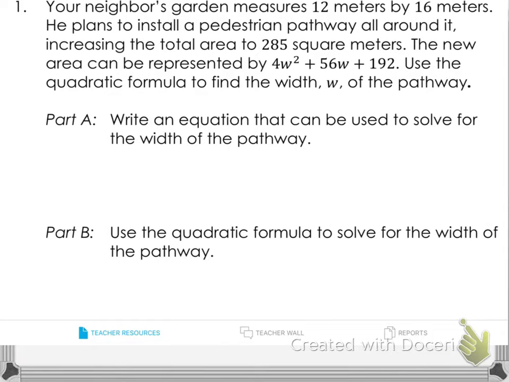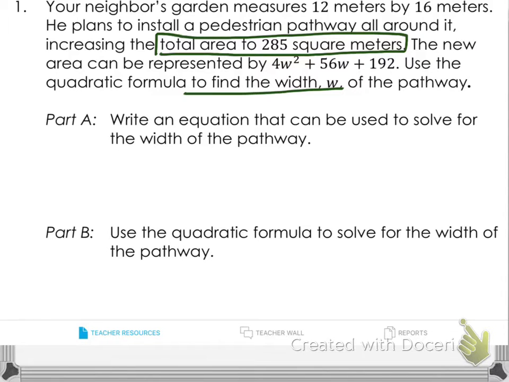Your neighbor's garden measures 12 meters by 16 meters. He plans to install a pedestrian pathway all around it, increasing the total area to 285 square meters. The new area can be represented by 4w squared plus 56w plus 192. Use the quadratic formula to find the width w of the pathway. Write an equation that can be used to solve for the width of the pathway.